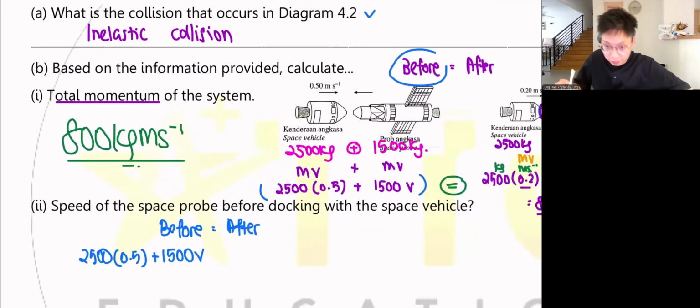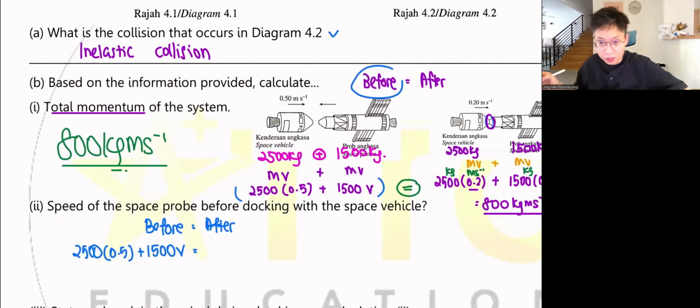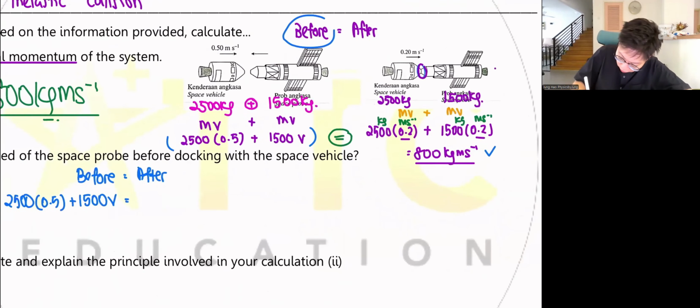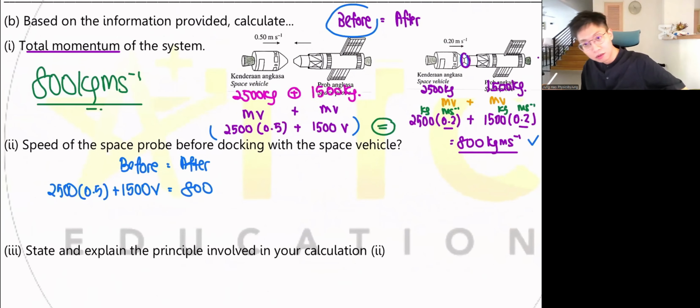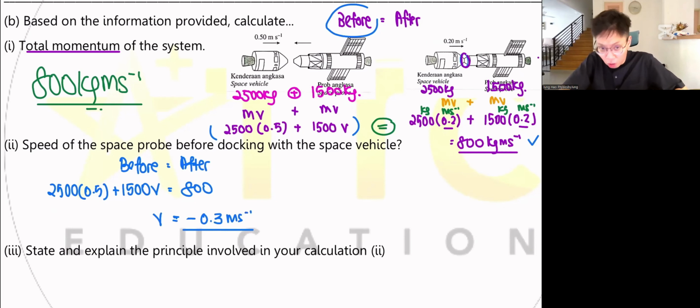Right? Okay. Then I'm going to be equal to, after will be, we already calculated it to be equal to 800. I don't have to do the calculation again now. So when I calculate this out, guys, I got one problem. My problem is my velocity is negative 0.3 meter per second. Guys, negative logic or not?